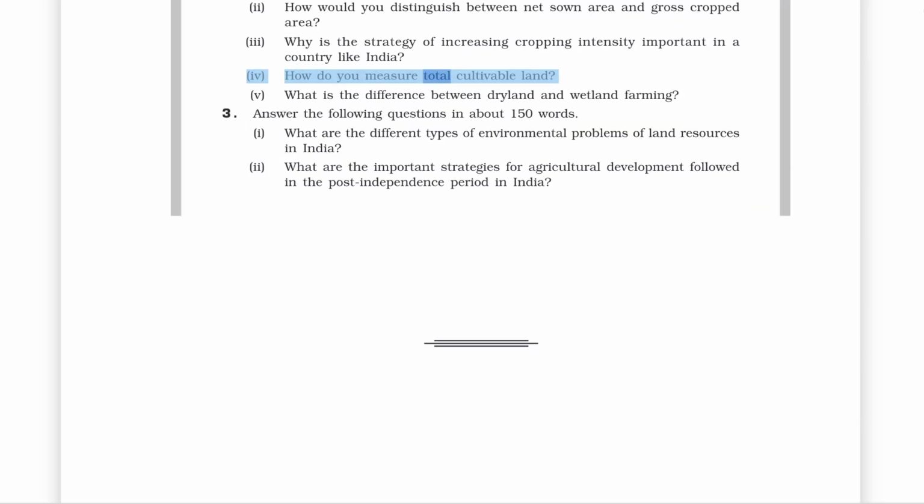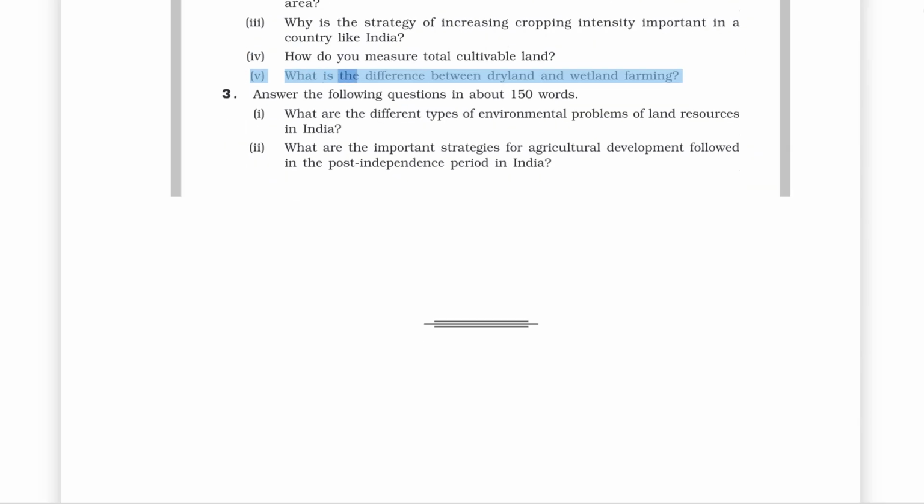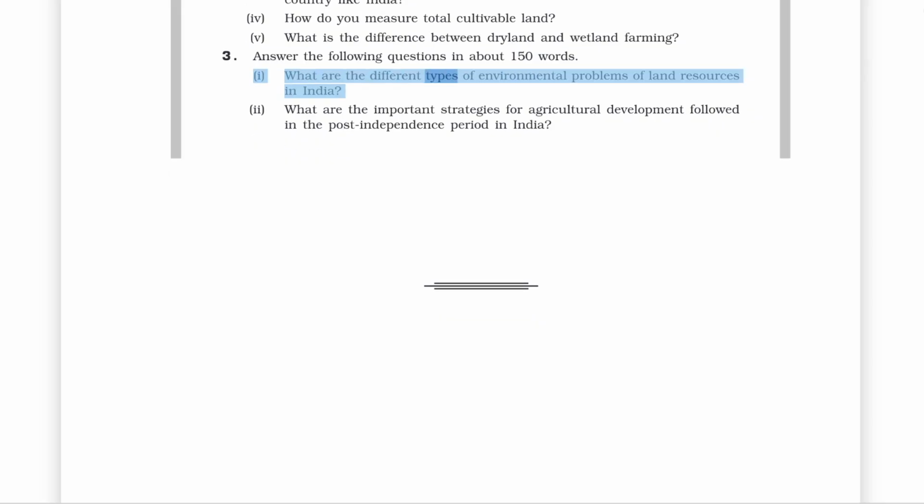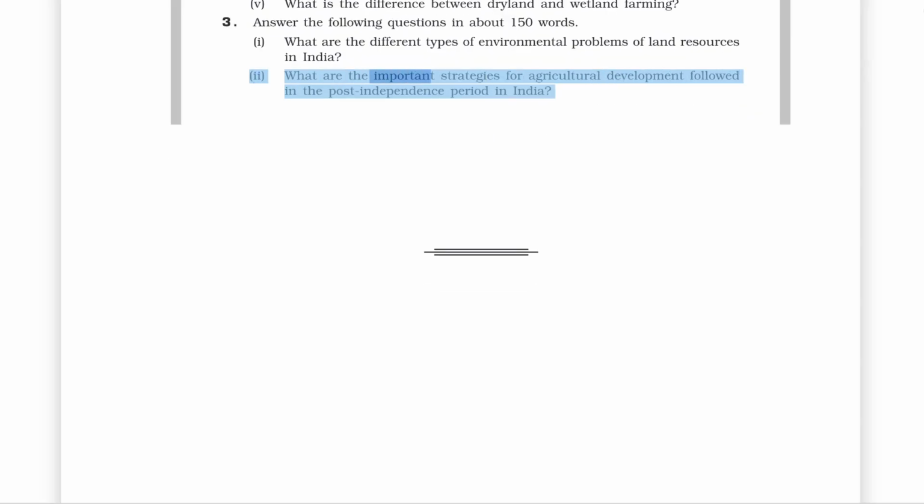4. How do you measure total cultivable land? 5. What is the difference between dryland and wetland farming? 3. Answer the following questions in about 150 words. 1. What are the different types of environmental problems of land resources in India? 2. What are the important strategies for agricultural development followed in the post-independence period in India?